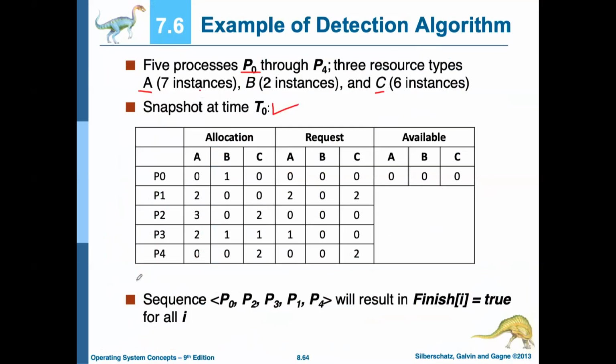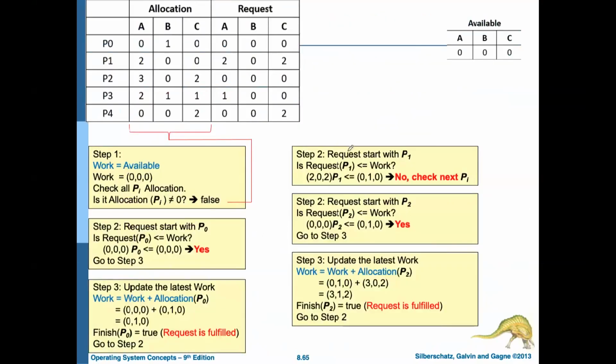The sequence P0, P2, P3, P1 will result in finish equal true for all i. So finally, this is the sequence, and here are the details.